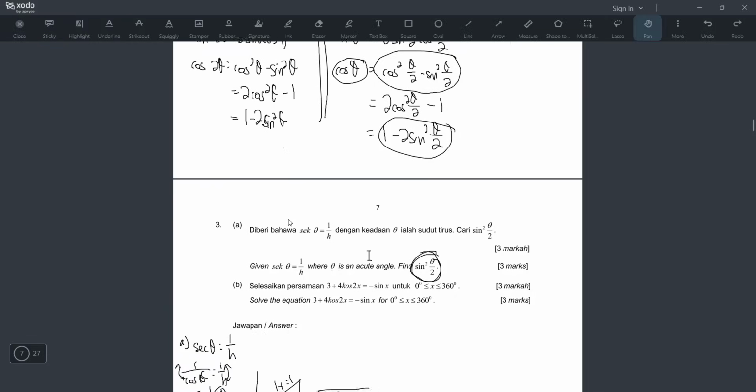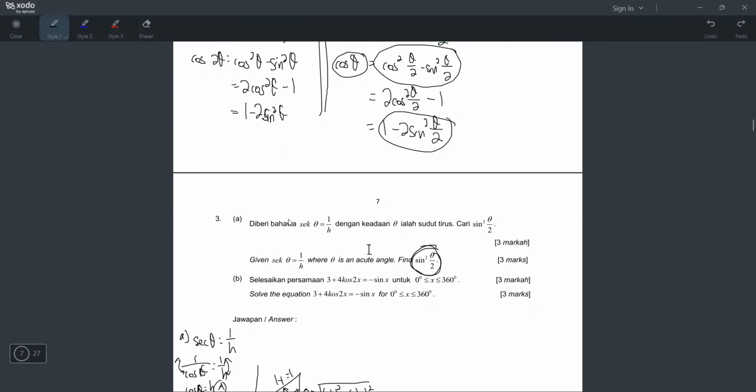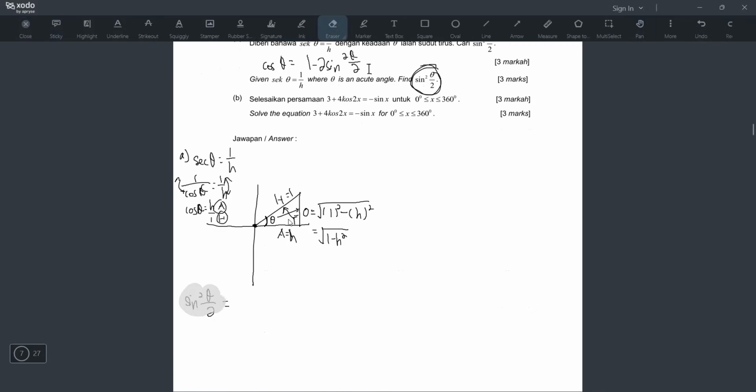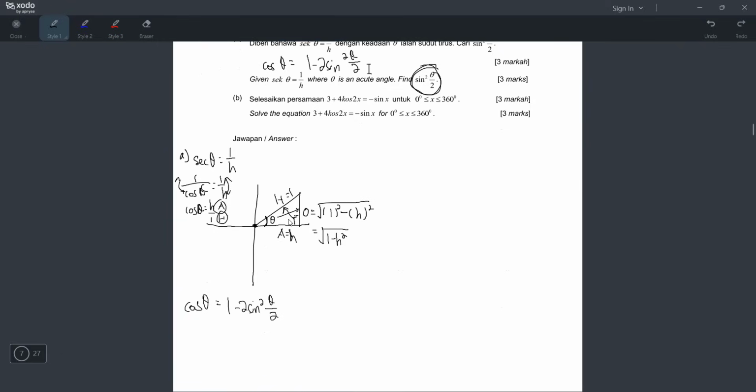So let's write down this formula. Cos theta equals 1 minus 2 sine square theta over 2, right? So we use this formula to solve this. Now I want to find sine square half angle, so what I will do now is erase this, and then write the formula, which is cos theta equals 1 minus 2 sine square theta over 2, right?